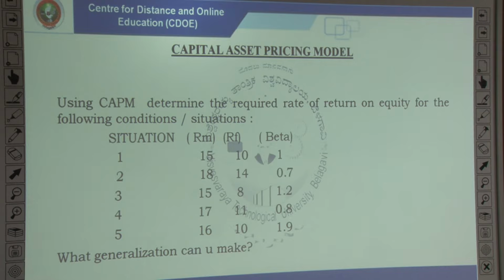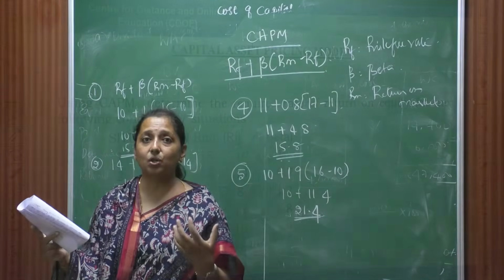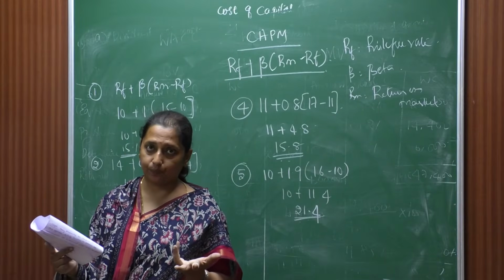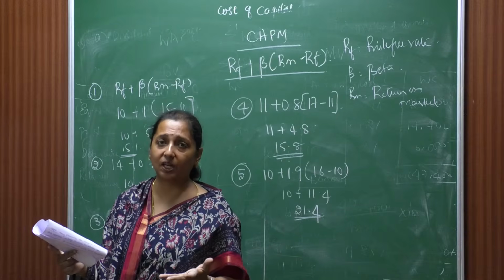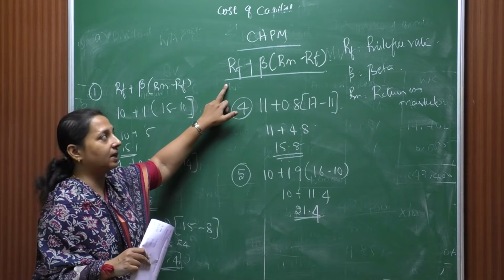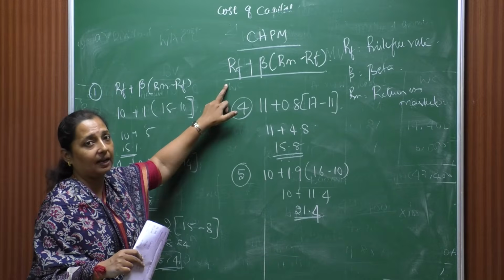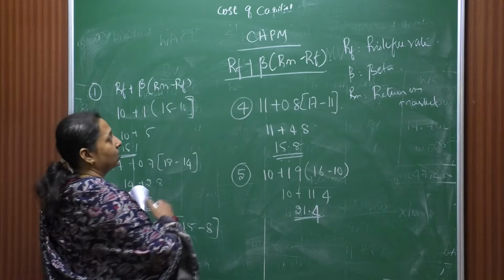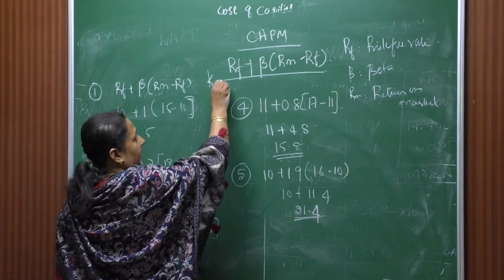This is the content they have given. You have to calculate the return and suggest which situation is better for you. The situations have been explained from 1 to 5. This is the formula: RF plus beta into (RM minus RF). It helps find the risk-return relationship. You can represent it as Ke also.